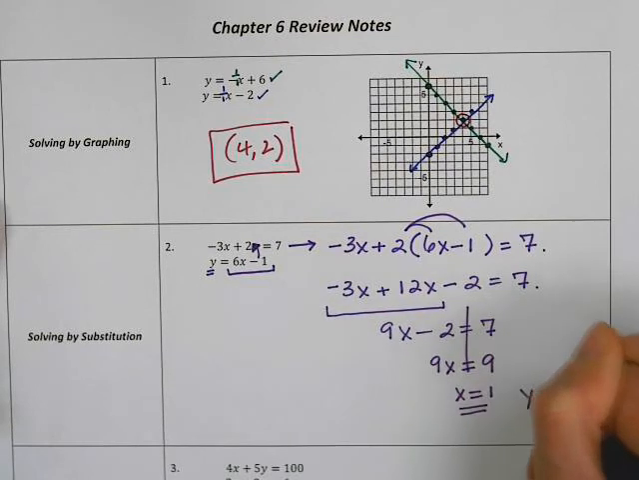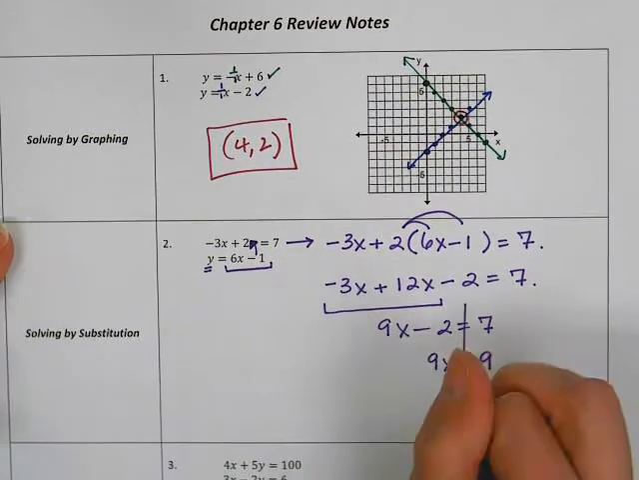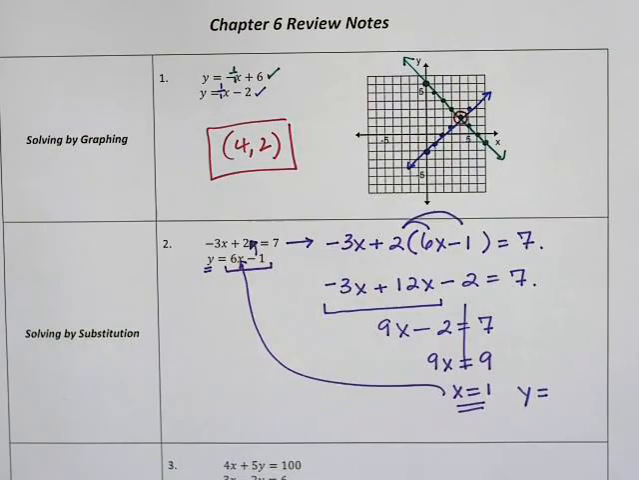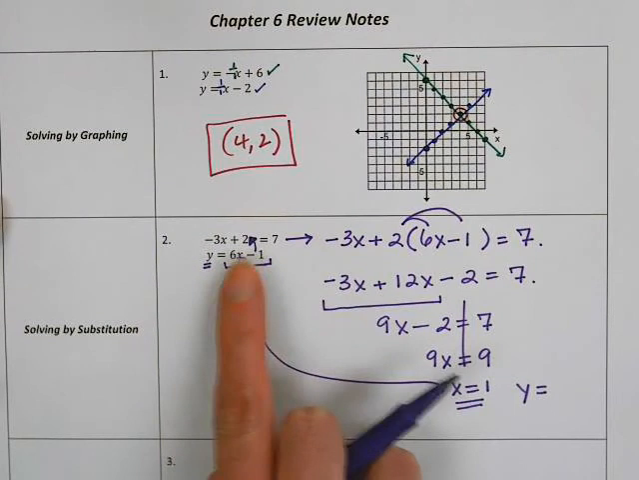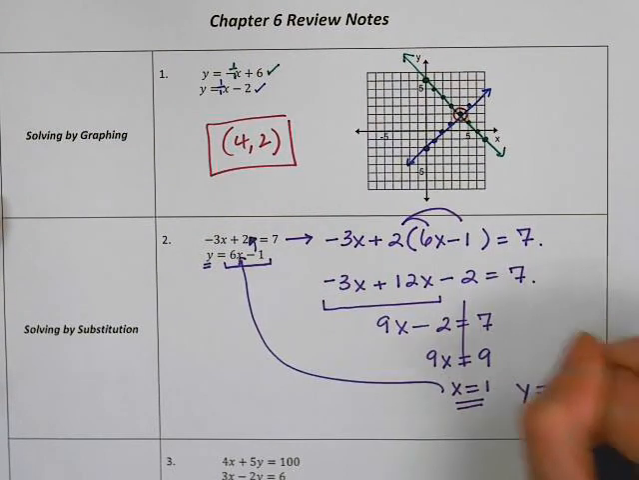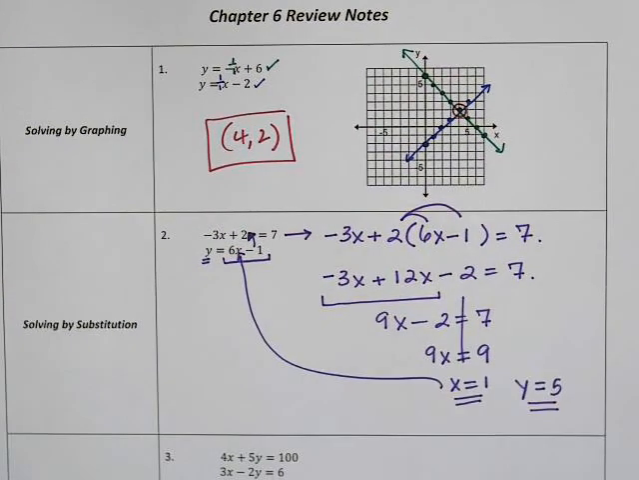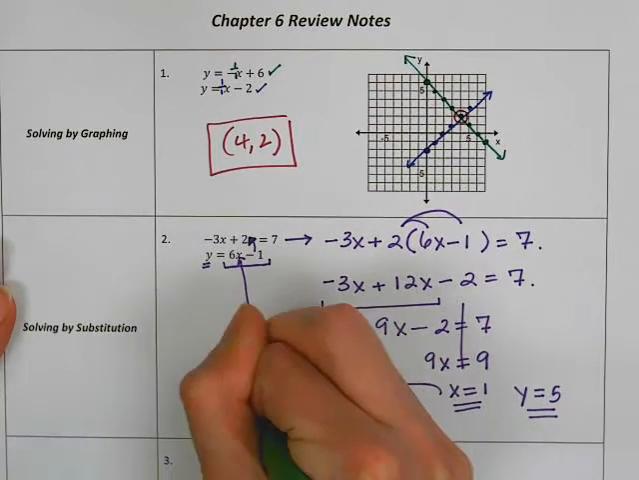And now we need to find y. So if x is 1, just plug it into whichever equation looks easier. And 6 times 1 is 6, minus 1 is 5. So final answer as an ordered pair is 1, 5.